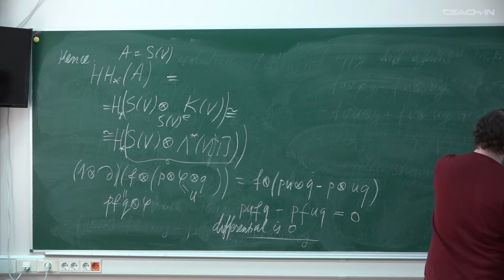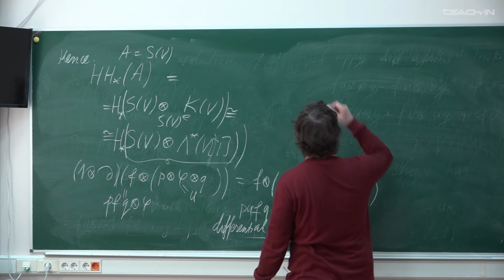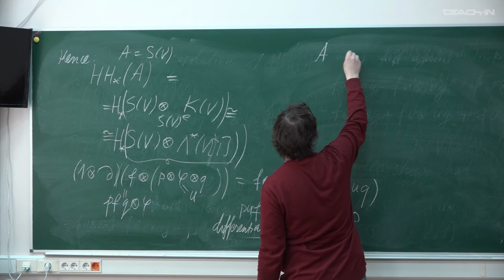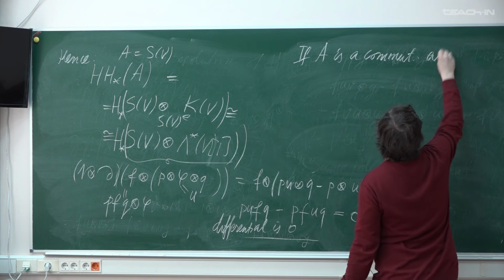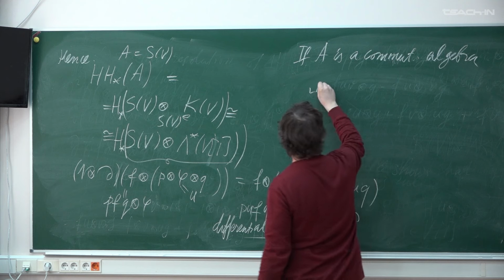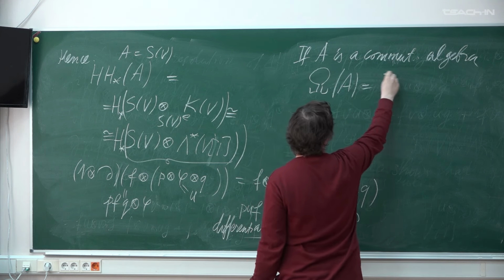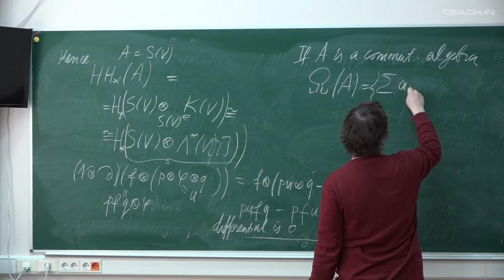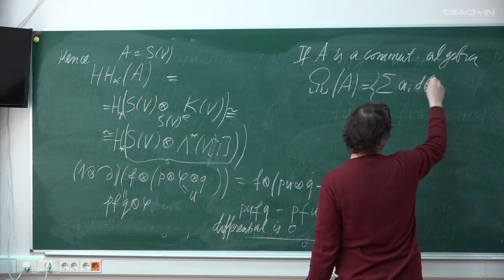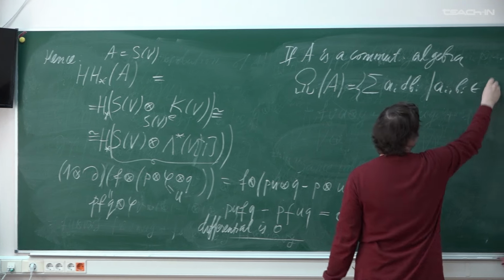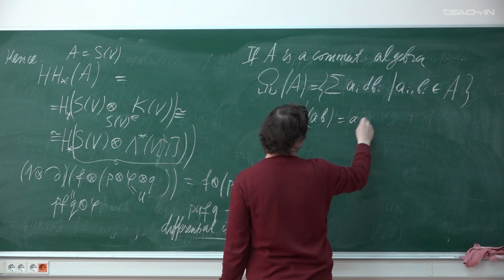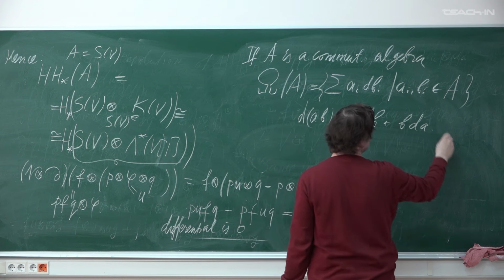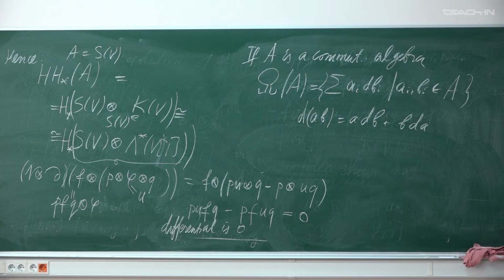On the other hand, let us define, for any commutative algebra A, its Kähler differentials to be the space of formal finite sums of the form Σ a_i d b_i, where a_i and b_i are from A. And d verifies the only condition: d(ab) is equal to a db plus b da. A is commutative, so it doesn't matter whether I write a first or b first.